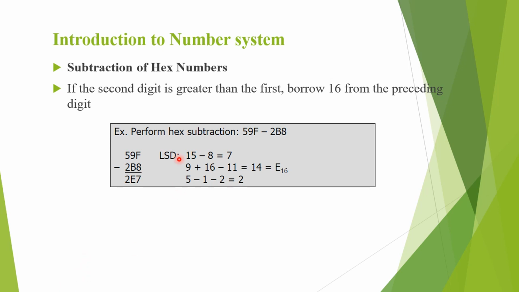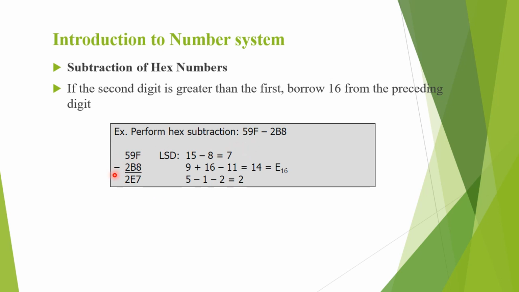Now perform hexa subtraction, that is 59F minus 2B8. So the number 2B8 has to be subtracted from 59F. If a digit of 59F is smaller than the corresponding digit of 2B8, then 16 has to be borrowed from the preceding digit. That will be done at each bit position. Now we will see how it is performed.